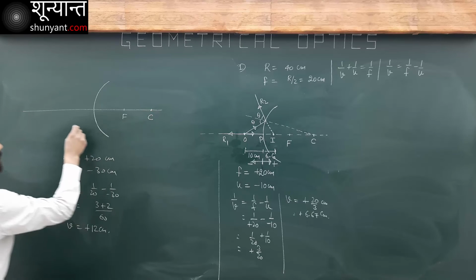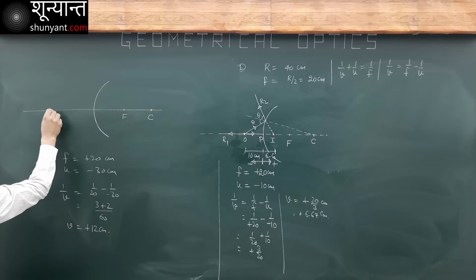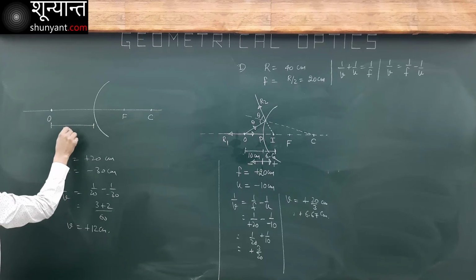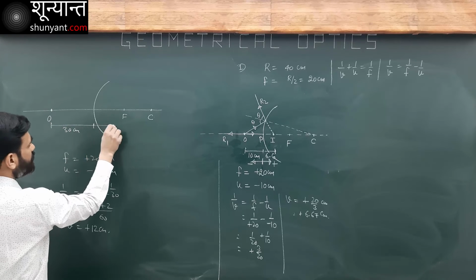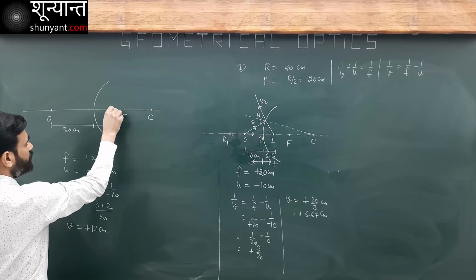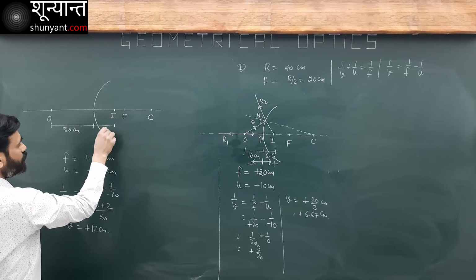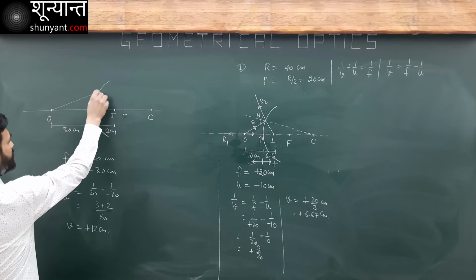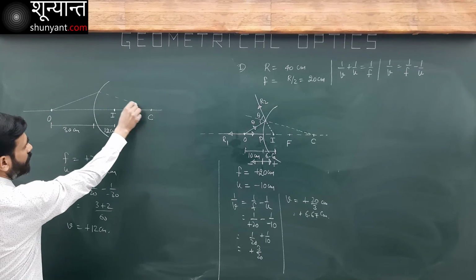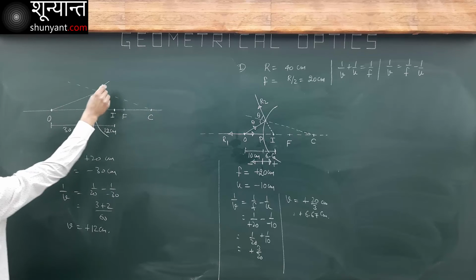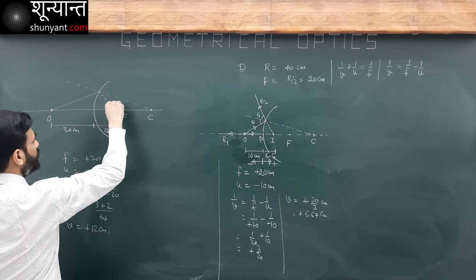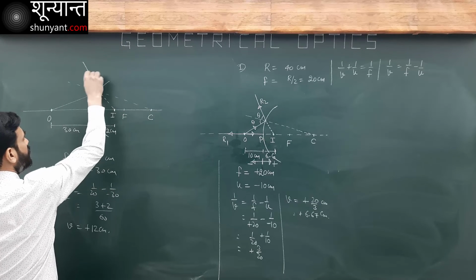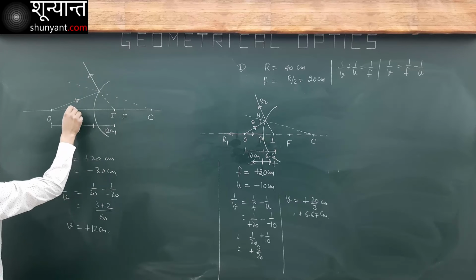So this is my focus. This is my center. My object is kept here at a distance of 30 centimeter. This is my object. This is 30 centimeter. I am going to get an image somewhere here. This is my image. This is 12 centimeter. Okay. The light will be reflected like this. This is how the light is going to be reflected.